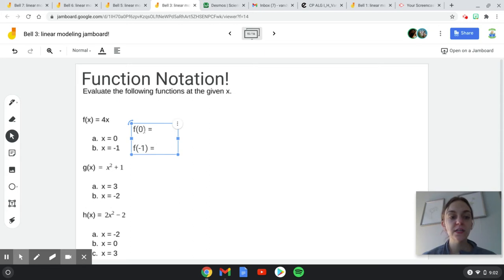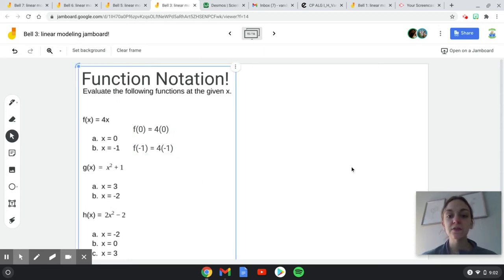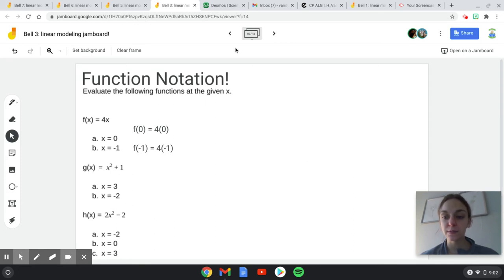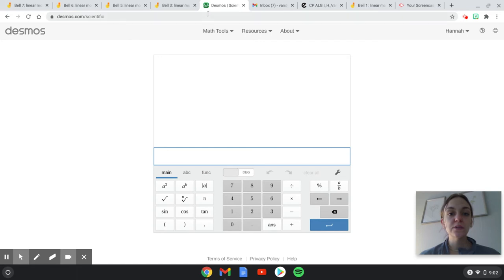And of course, we're just going to plug in 0 anywhere where we see an x. For this negative 1 down here, we're going to plug in a negative 1 anywhere where we see an x. So the 4 stays the same. The 4 is a constant. And there's a really easy way to do this using Desmos so that you don't have to do so much math. First, you'll go to the Desmos scientific calculator.